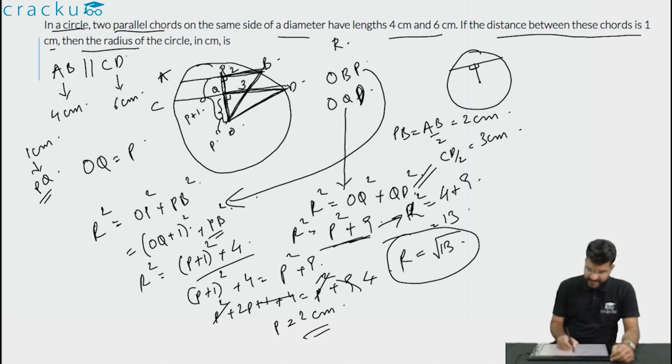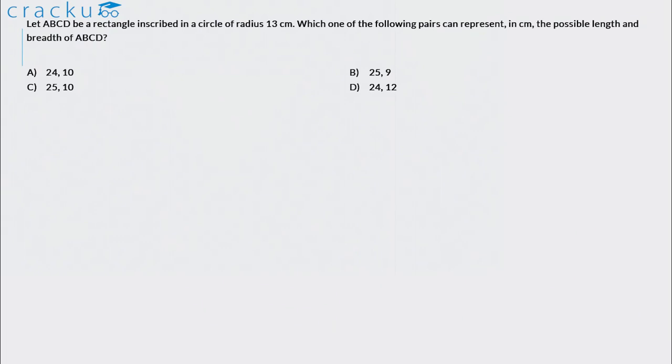Now the only thing that we need to know to really solve this, other than Pythagoras theorem, is that if you connect the midpoint of the chord to the center of the circle, it will be a right angle. So once you know this and you connect the center of both the chords, you just need to apply Pythagoras theorem twice to find out the length of the radius as well as the length of p, which is the length of OQ. Once you find that, you are going to find that the radius of the circle is square root of 13 centimeters.